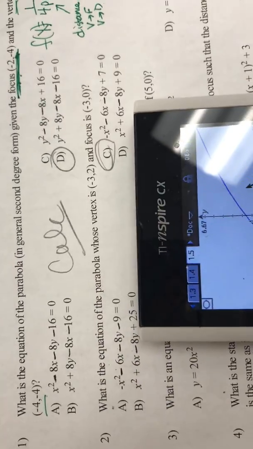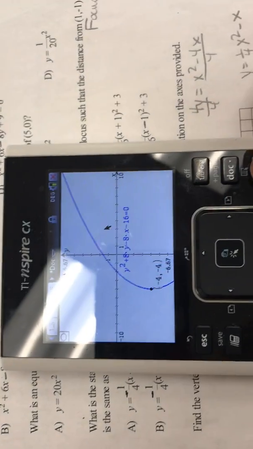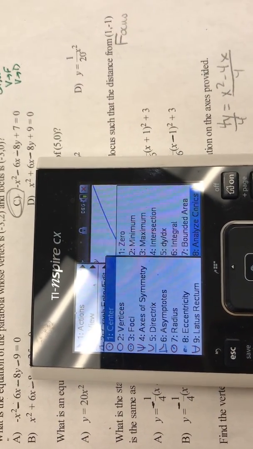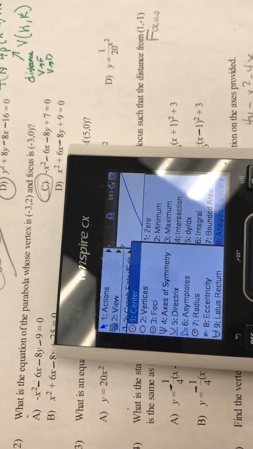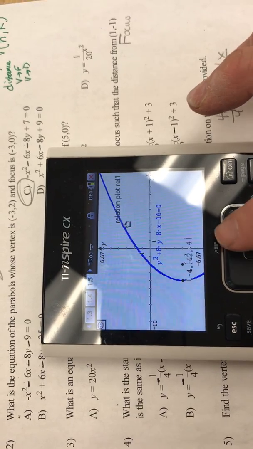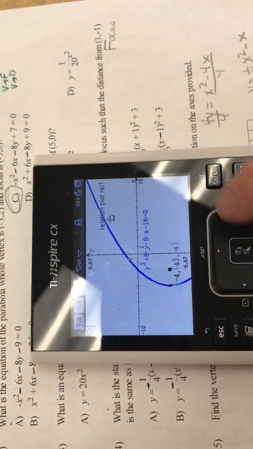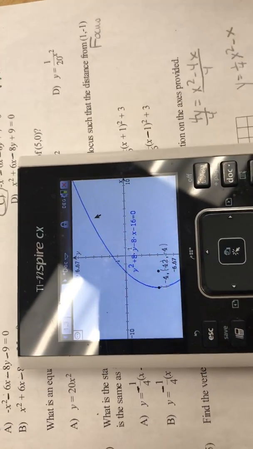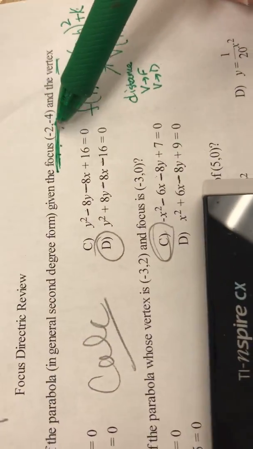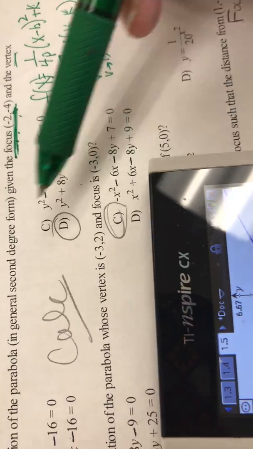Okay, now look for your focus. So do it again: menu, 6 for analyze graph, 8 for analyze conic, but now I want the focus. So choice 3, I hover on it, click, move away, my focus is right there, (-2, -4), which is what they told me. Okay, so this is that cheat.